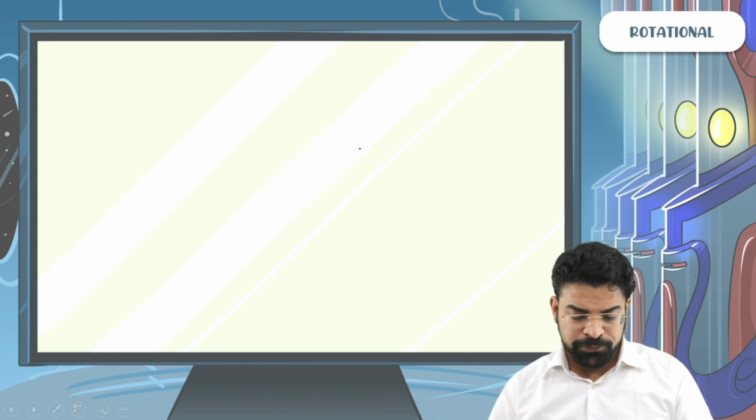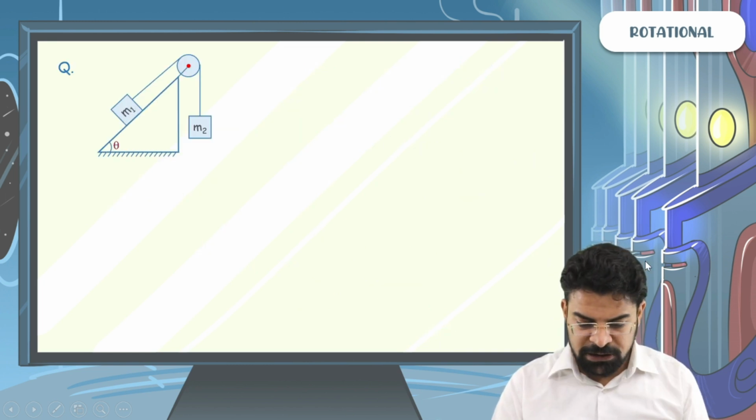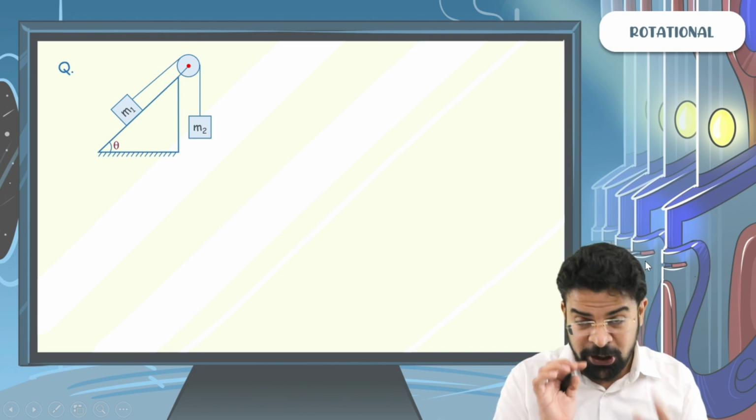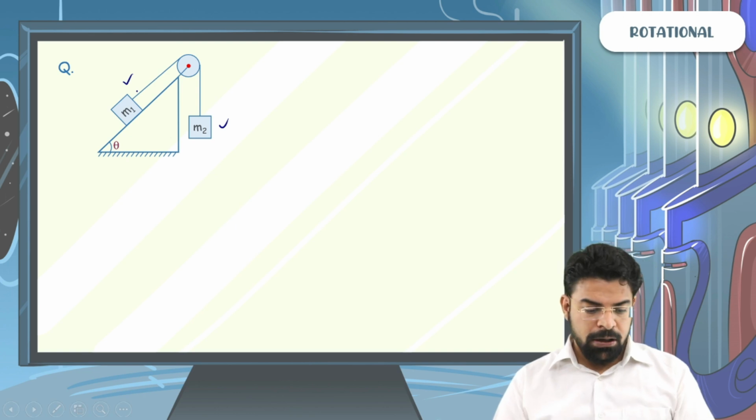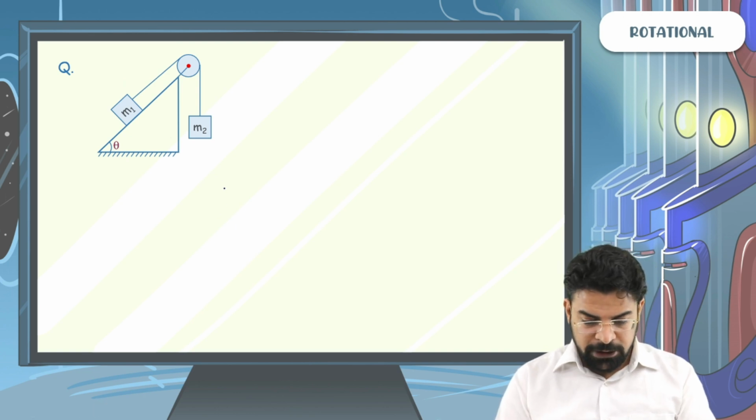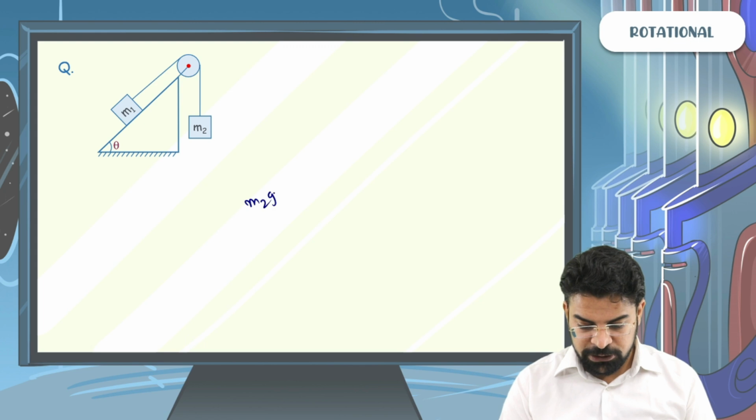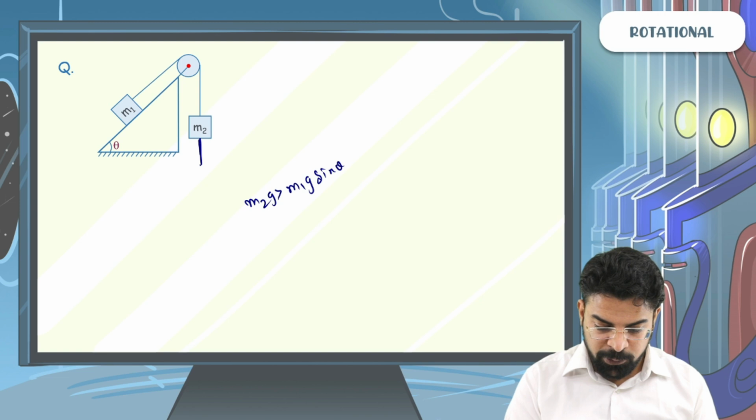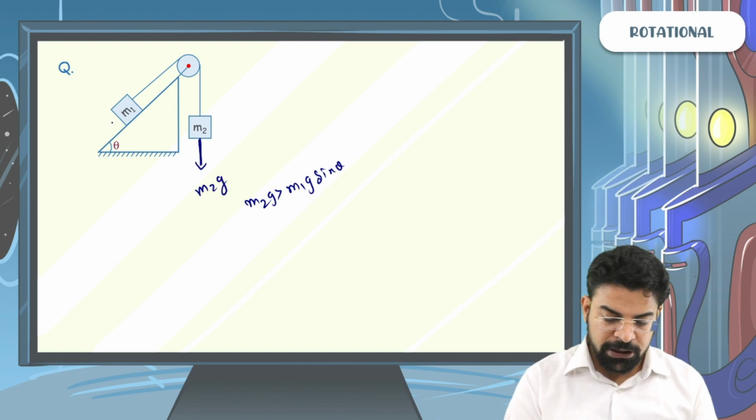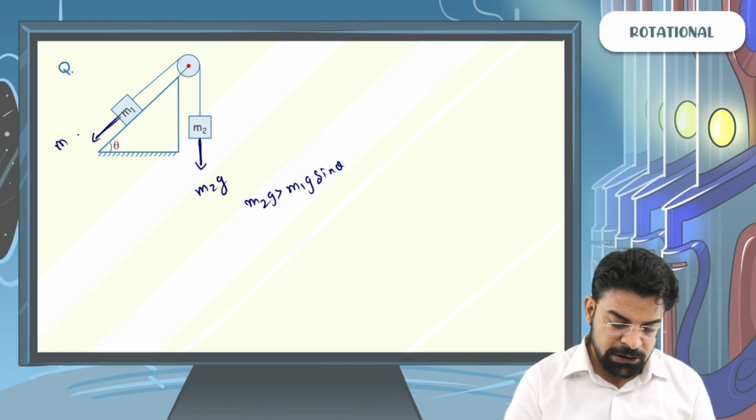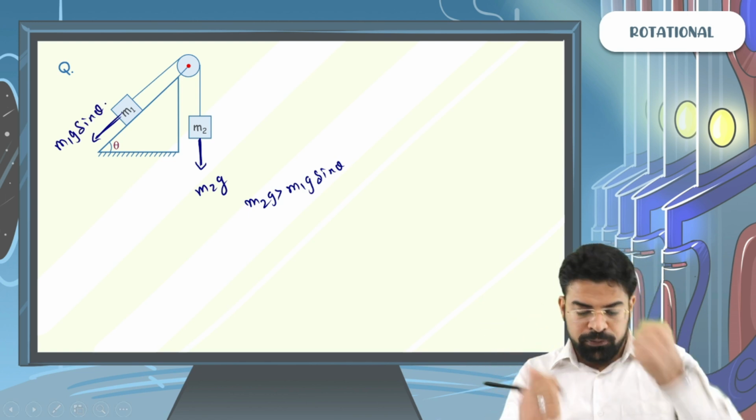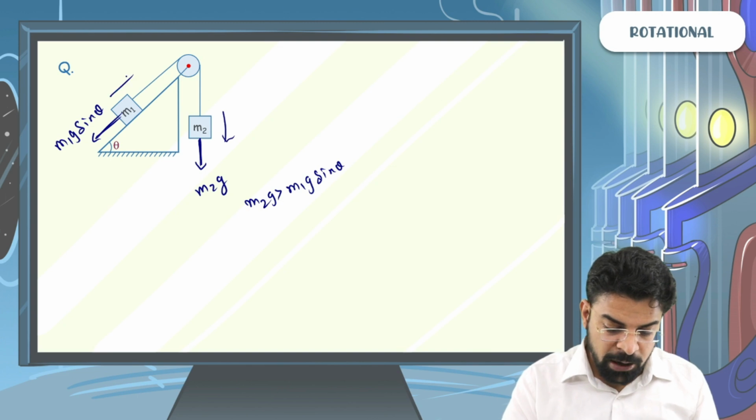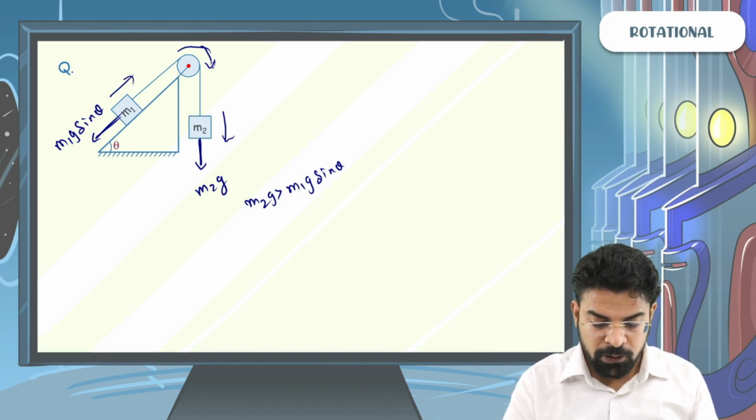So, practicing more. Now the same type of case but on an incline, so it looks tough. There are two blocks of mass m2 and m1. Now if I tell you that m2g is greater than m1g sine theta, it means that the pulling force m2g is greater than the pulling force m1g sine theta. Then m2 will move down, m1 will move up the incline, and the pulley will rotate clockwise.